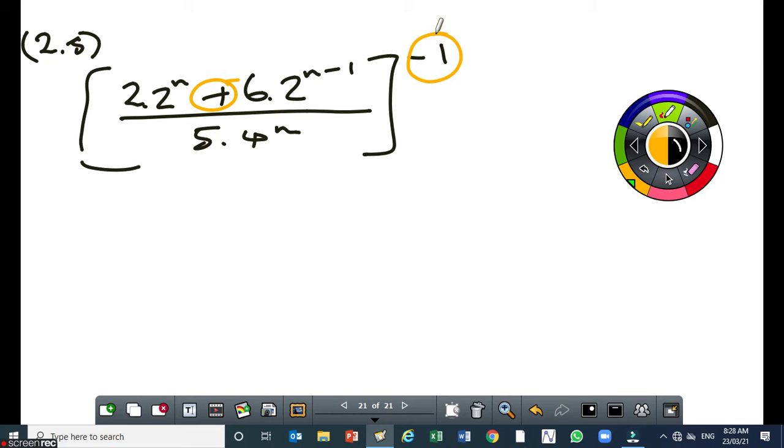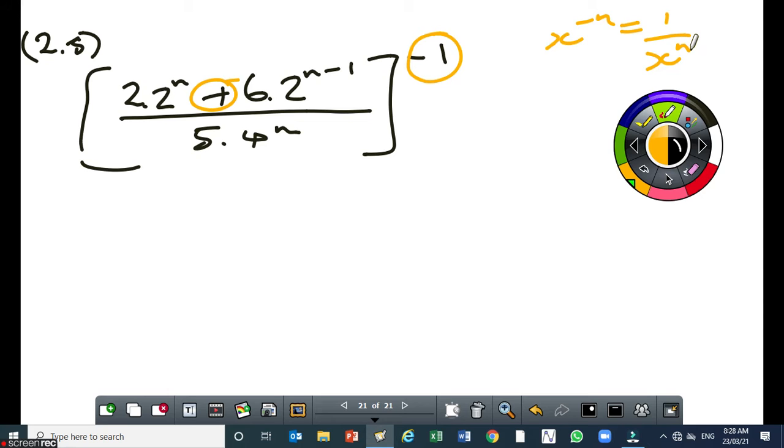But before I do that, I want you to be aware that we can use definition number 2, that is x to the power of minus n equal to 1 over x to the n. Okay, we can use that definition. So I can swap the numerator and the denominator, because of this minus 1.